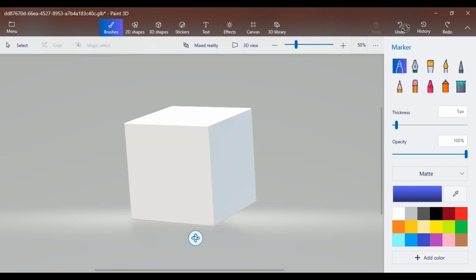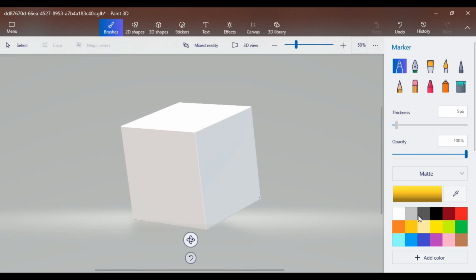First, they have given yellow, orange and blue. So yellow, orange, you can paint wherever you want. You can paint here also, okay? So this is orange and blue.